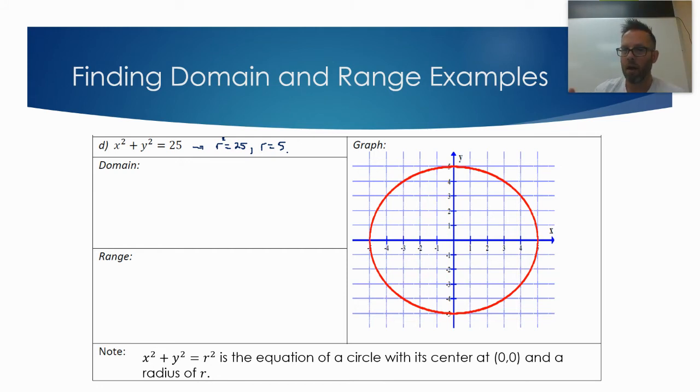So let's look at this graph. What x values does this graph touch? Does it go forever to the right and forever to the left? Or is it stuck between certain values? And it's actually stuck between certain values. The x values are always between -5 and 5.